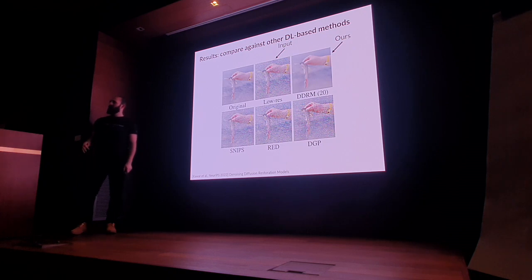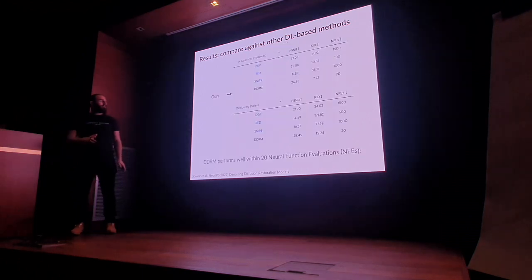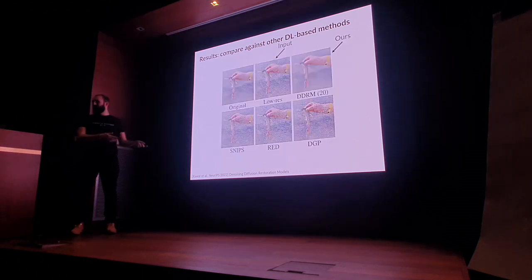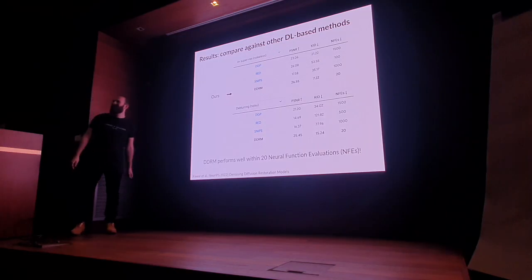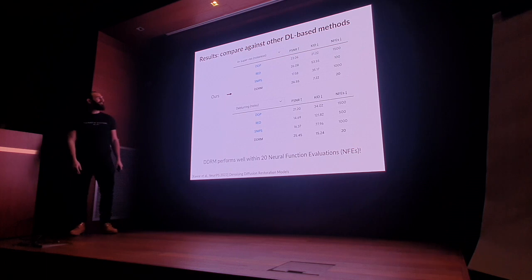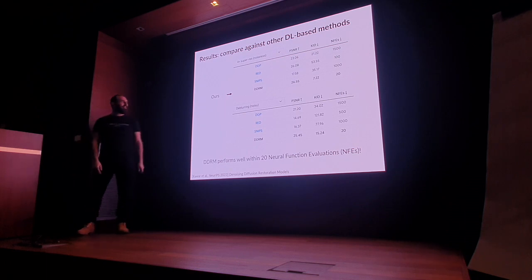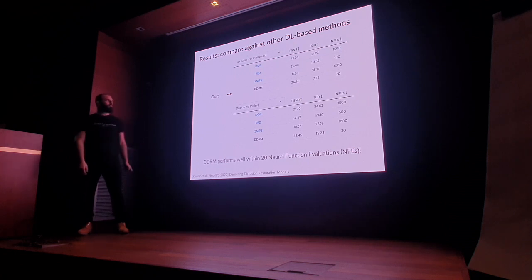Now, for noiseless degradations, RED and DGP perform better than they do here, but not that much better. So even in the noiseless case, DDRM still outperforms all previous methods in unsupervised image restoration.